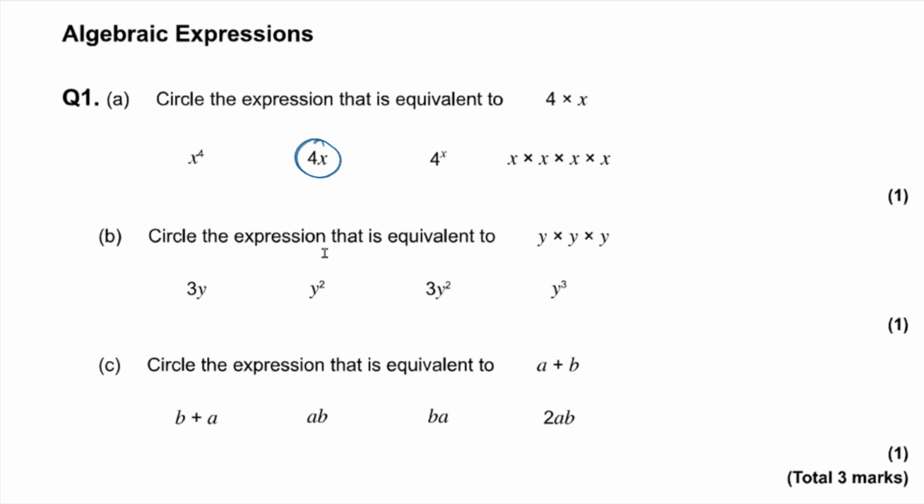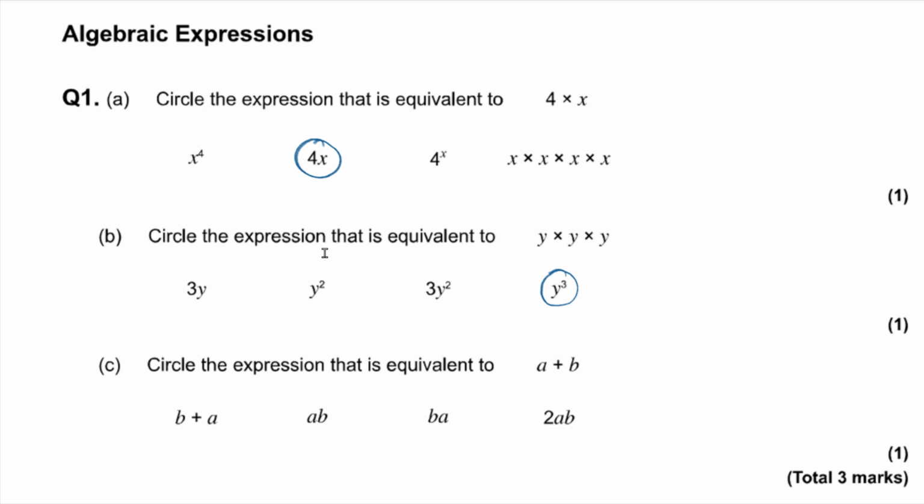Circle the expression that is equivalent to y times y times y. Well, if you multiply something by itself, you square it. If you multiply something by itself 3 times, you cube it, don't you? So y times y times y is going to be y cubed. It's that one.